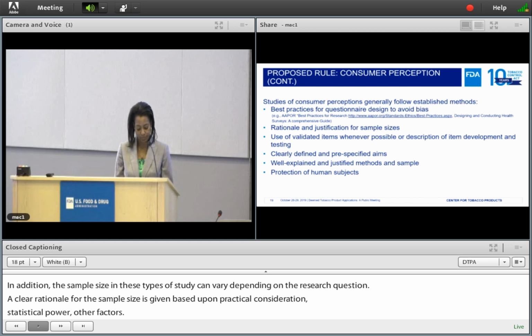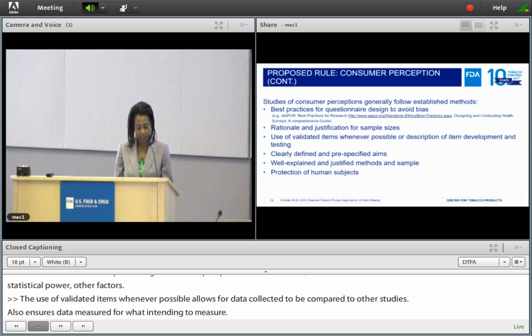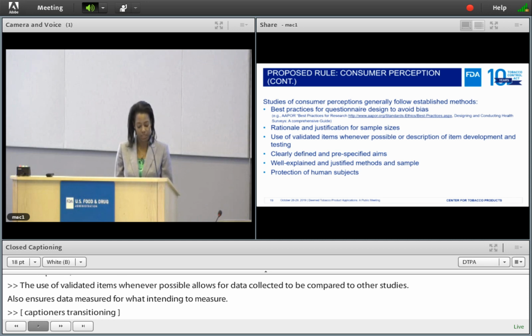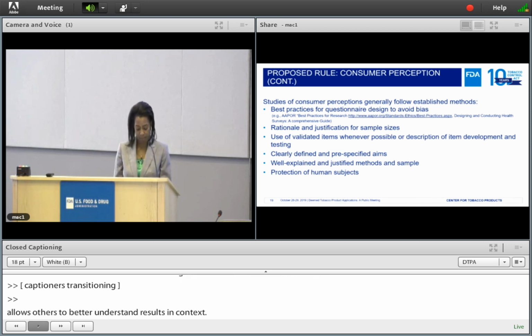Along those lines, clearly defined aims that are specified before data collection begins allow for transparency. Overall, a clear explanation of the method and sample included in the study allows others to better understand the results and context. As in all human studies, protection of human subjects is a critical element and should be considered and described.